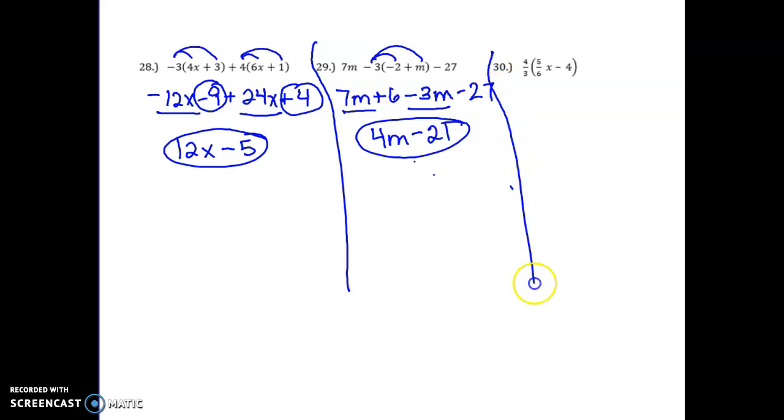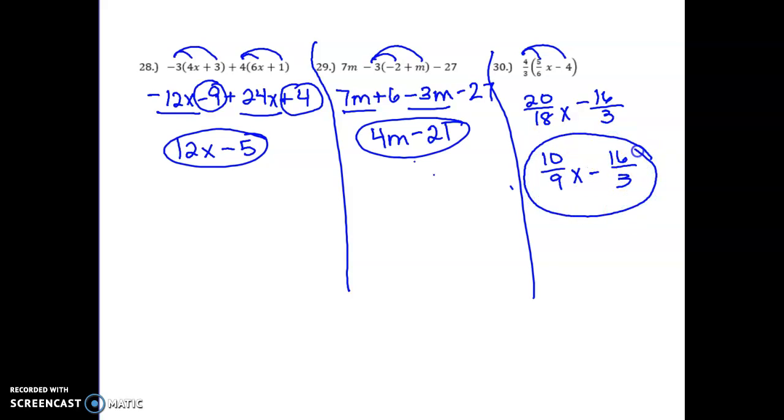And then the final one, number 30, is a fraction. 4/3 times 5/6 would be 20/18x. And 4/3 times 4, so we're just distributing the fraction, would be negative 16/3. Now we can simplify 20/18 to be 10/9, minus 16/3. So that would be our answer.